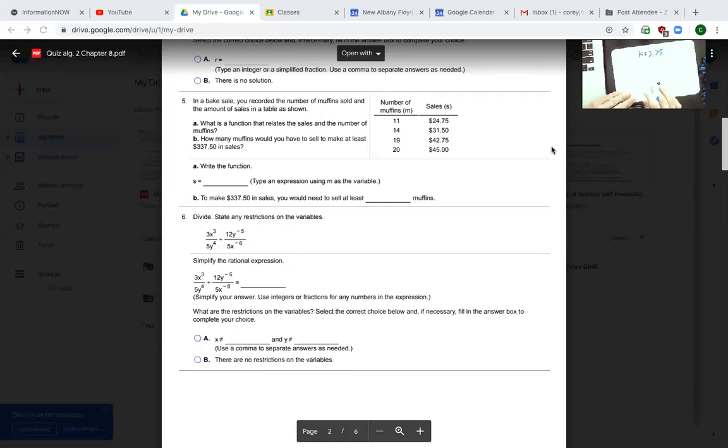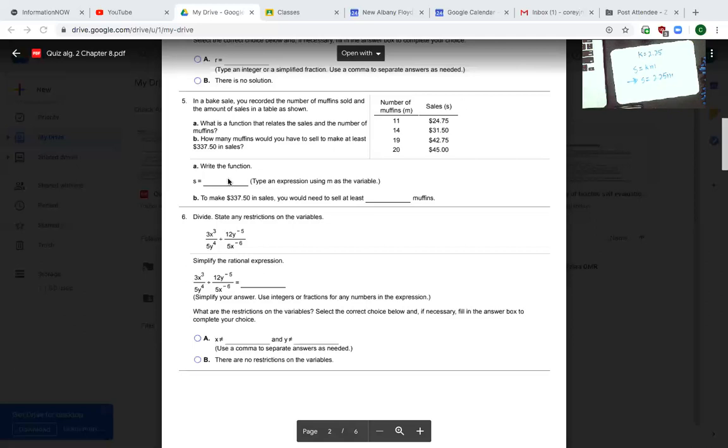All right, so usually we think y equals k times x for this, but we have different variables. So my output variable is s, so it's going to be s equals k times my input variable, which is m. So for part A, we get s equals 2.25m. And basically that just means that my sales is equal to $2.25 per muffin. So that $2.25 is the cost per muffin. Anyways, so 2.25m would fill in that first part.